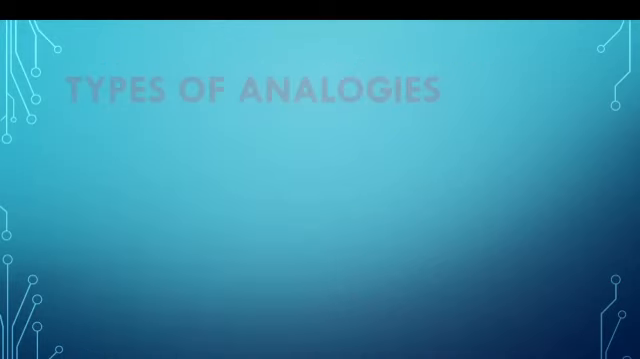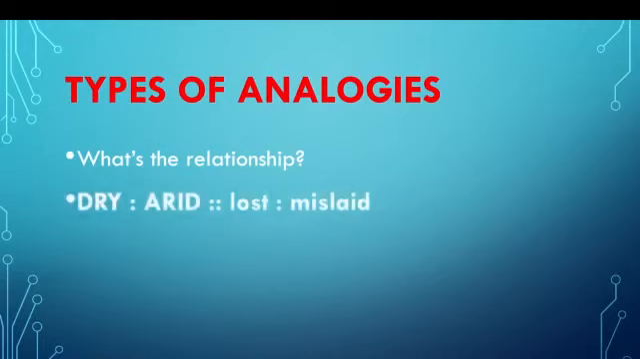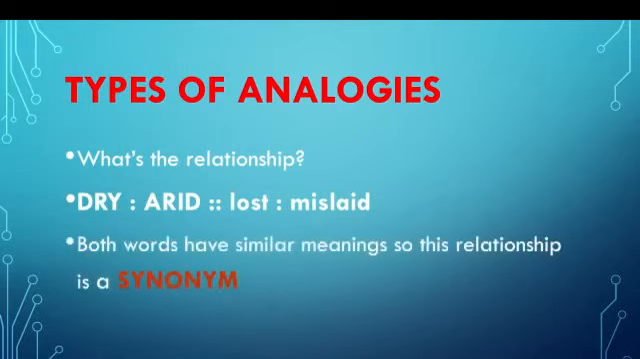All right, so our types of analogies. What is the relationship right here with dry, arid, lost, and mislaid? Both words have similar meanings, so this relationship is known as a synonym. Dry and arid have a similar meaning. Lost and mislaid have similar meanings. So this relationship is a synonym.